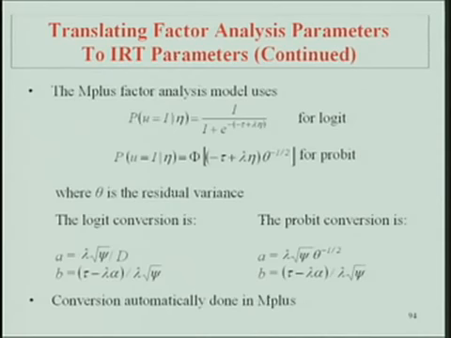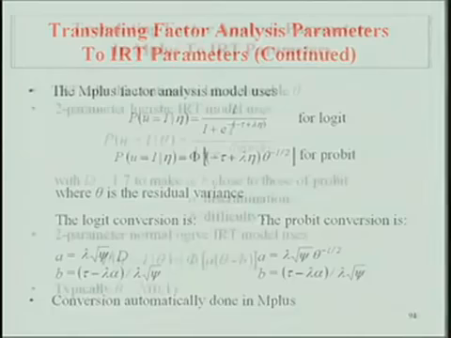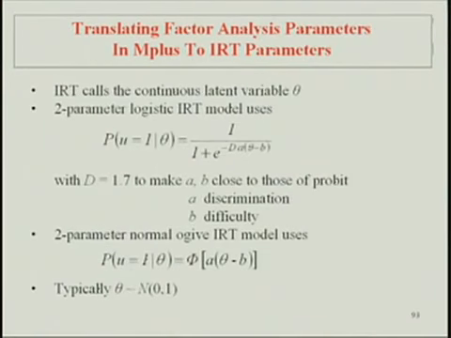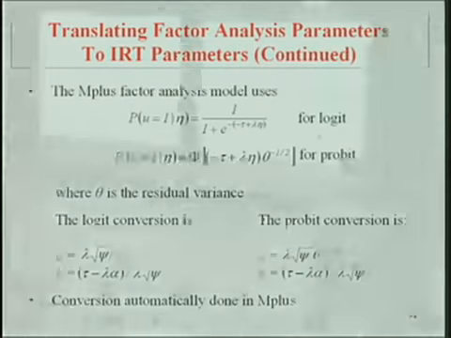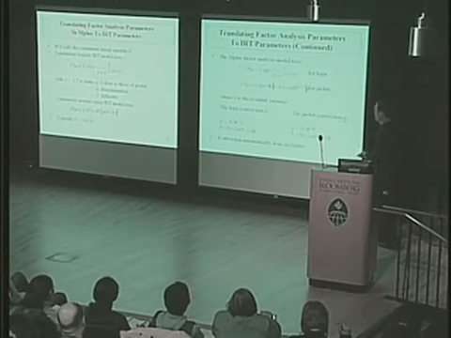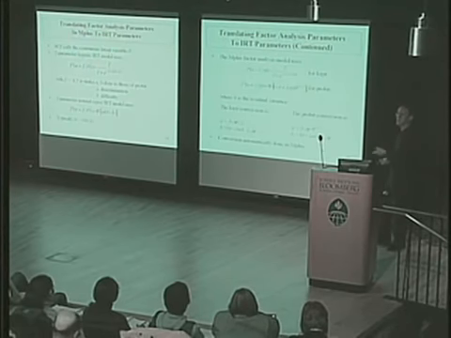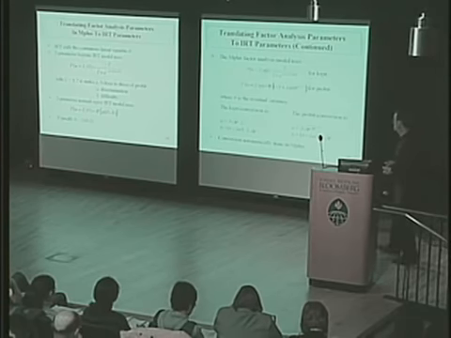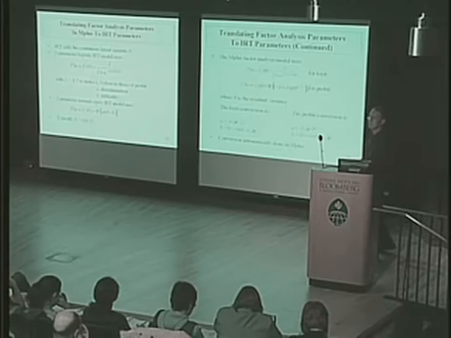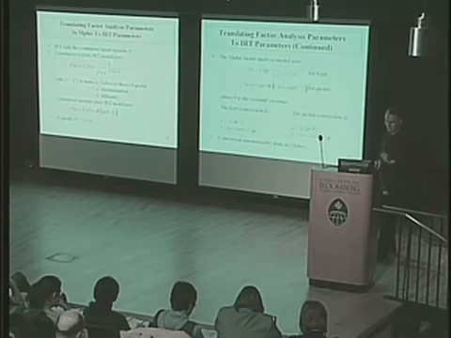So if alpha is 0, alpha is the factor mean, right? In IRT we said on slide 93, bottom, alpha is 0, alpha being the mean of the latent variable, and psi is 1. So if you plug in 0 and 1 here, this term falls out. So B is simply tau divided by lambda. It's a very easy conversion. Probit conversion can also be made. And more importantly, conversions are automatically done in Mplus, at least for the standard cases. So you get not only the parameter estimates in IRT metric, but also the standard errors for those IRT parameter estimates.